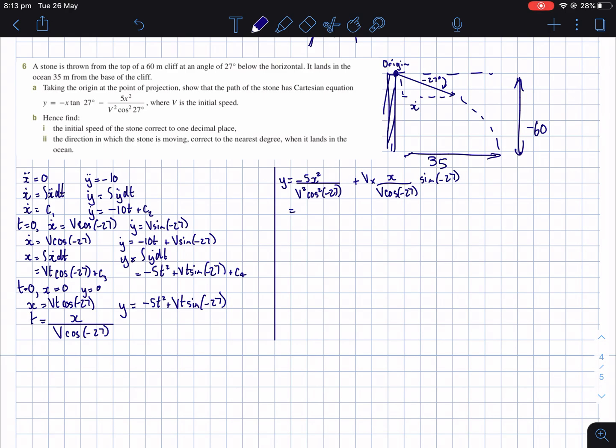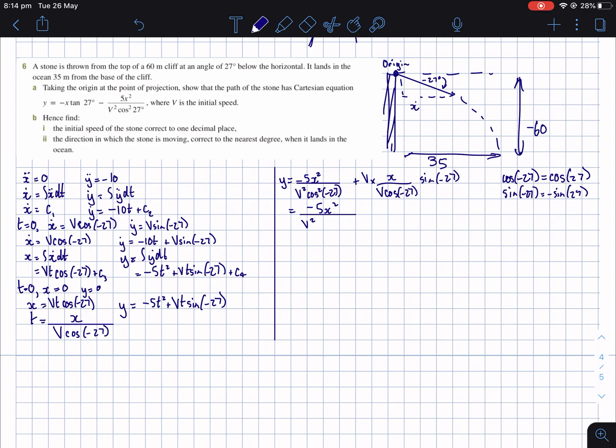So I've got, now I want to get rid of that negative in the 27. So I've got negative 5x squared over v squared. Yes, this is going to end up as 10. Oh no, I'll leave it as cos. Cos negative 27 equals just cos 27 because it's fourth quadrant, and cos is still positive. All stations to central. Sine negative 27 on the other hand is negative sine 27.